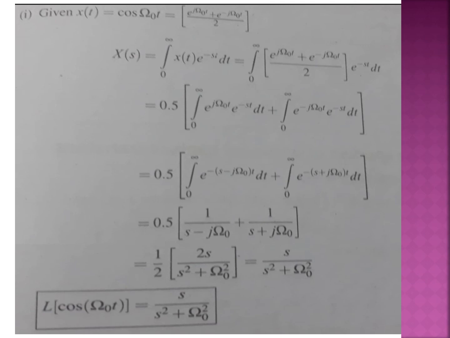I get the answer as 1 by 2 into 2s by s square plus omega square. This 2 and 2 get cancelled. So what is the answer I get? Laplace transform of cos omega naught t is s by s square plus omega square.